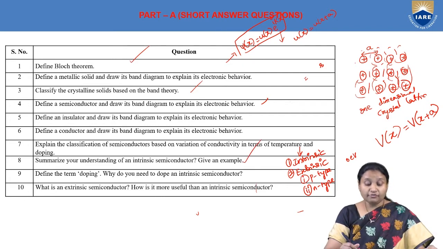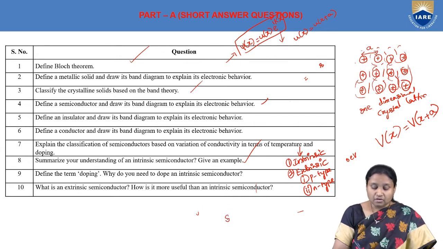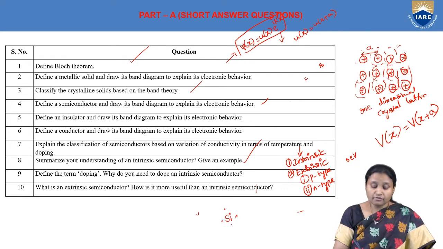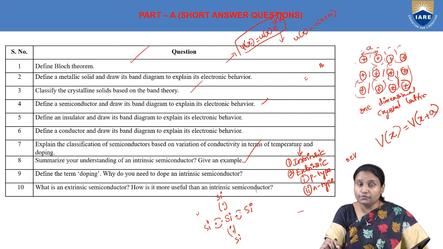Then: summarize your understanding of an intrinsic semiconductor and give an example. The best examples of intrinsic semiconductors are silicon and germanium. Silicon belongs to group 4 elements, so the silicon atom has 4 valence electrons. These 4 valence electrons take part in covalent bond formation with adjacent atoms. Silicon forms 4 covalent bonds with its adjacent silicon atoms. As all electrons are taking part in covalent bond formation, there are no free electrons, so they are basically insulators.